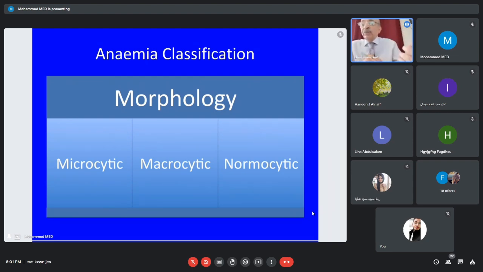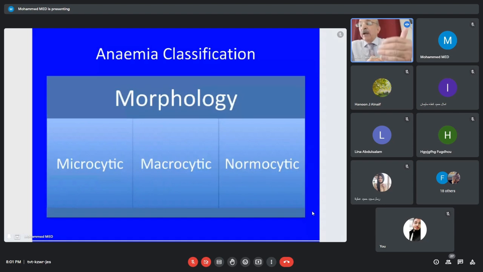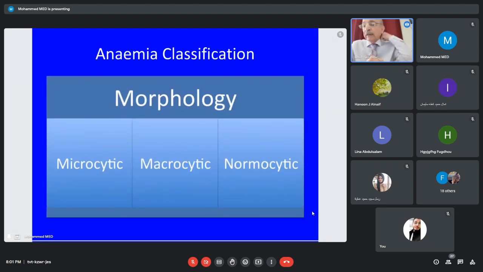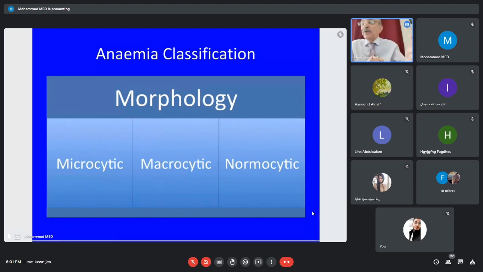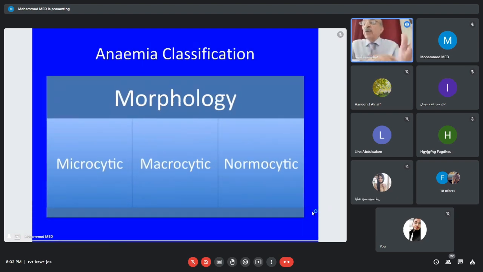What is the measure? How do we measure the size of the RBCs? Of course, microcytic means micro means small in Latin, and cytic means cell, and macro means big cell, and normo means a cell of normal size. Okay, and this is a very useful classification, although there are other types of classifications of anemias, but this is the famous one.